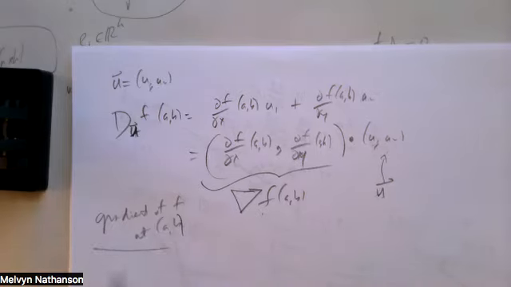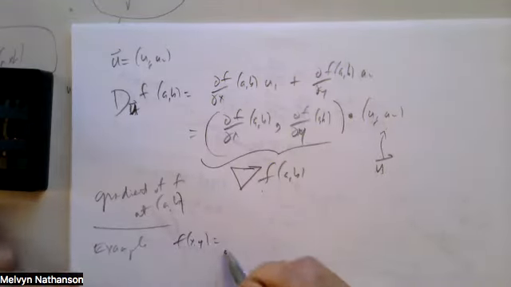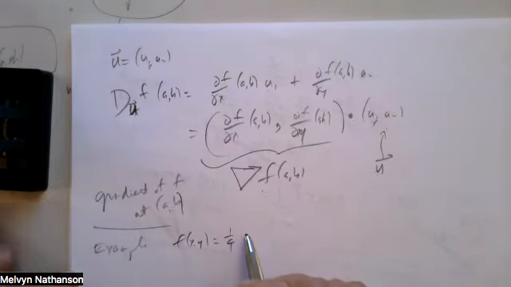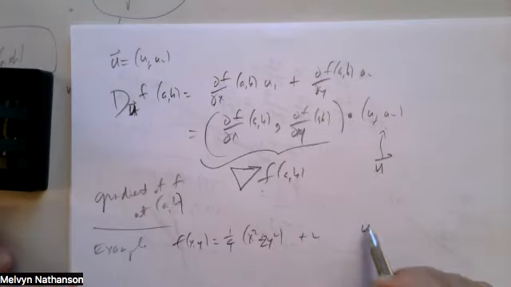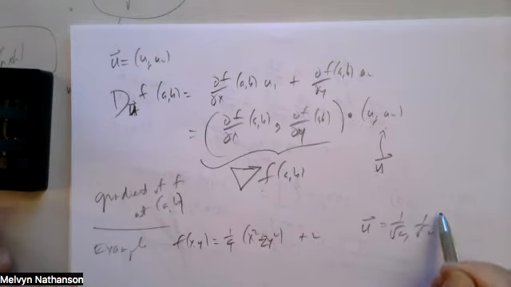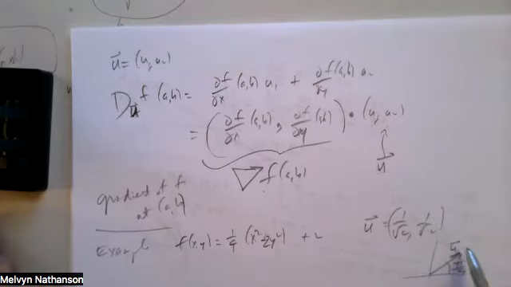So, for example, suppose we have the function f of x, y equal to a fourth x squared plus y squared plus two. Or let me just follow the example in the book, a fourth x squared plus two y squared plus two. And we take the unit vector (one over root two, one over root two), right? So this is a unit vector that makes an angle of pi over four with the positive x-axis. That's my unit vector, and these are its coordinates. And the length of this vector is one.